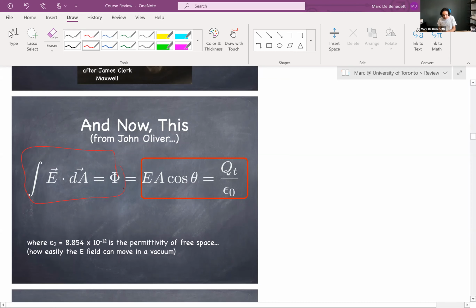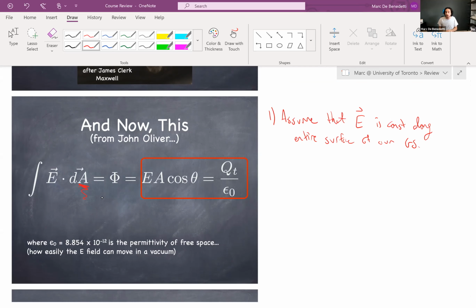So we talked about ideal situations, and ideal situations are not necessarily indicative of real life, but they're good enough for our class. So we said, in an ideal situation, we had three assumptions. Assume that the E field is constant along the entire surface of our Gaussian surface. If the E field is constant at every x, y, z that we're integrating over, then as far as math is concerned, you can factor out a constant from the integral. So this allowed us to do E times the integral of dA cos theta.